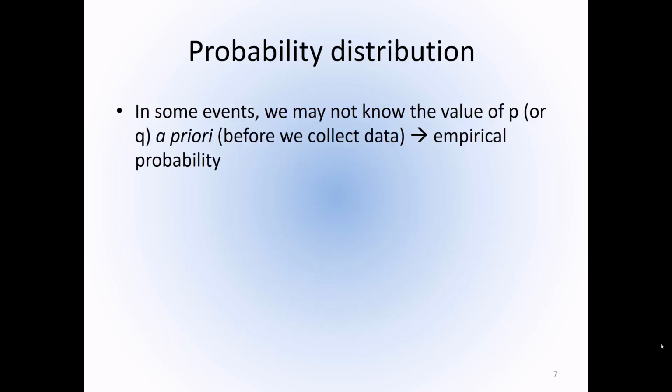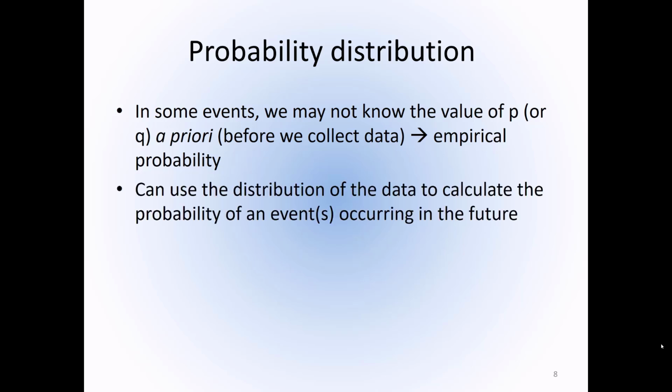Now, in some events, we might not know the value of P or Q before we go out and collect our data. This is pretty frequent when we think about science, in that we don't really know 100% what to expect. We may have some prior knowledge, but oftentimes, especially for new studies, we're not quite sure what to expect. But we can go out and collect data. Oftentimes we call this a pilot study, and then we can use this to make predictions about the probability of events occurring in the future.